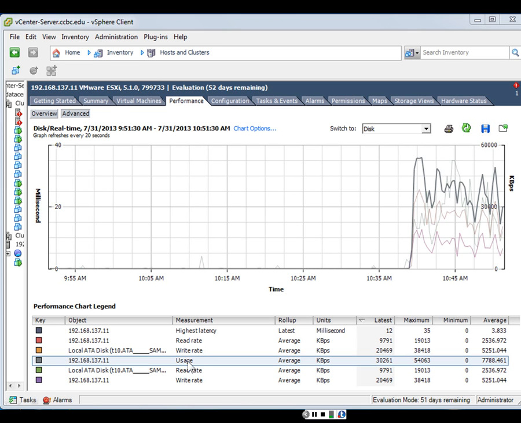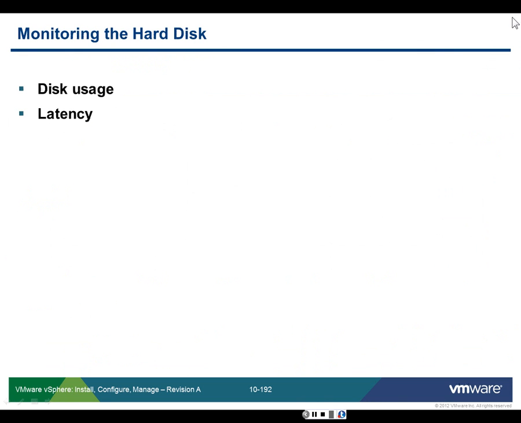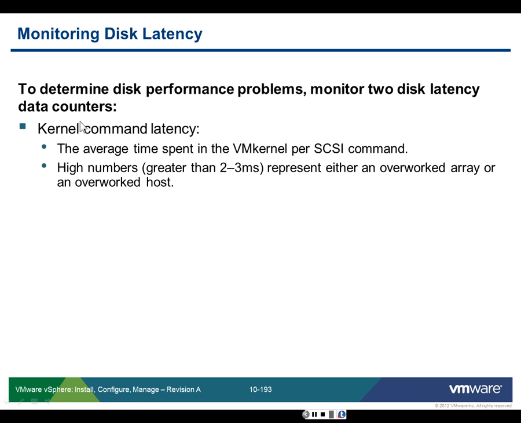One of the main variables that we use to measure disk utilization is disk usage. To monitor the hard disk, you can look at disk usage, but to measure it even more finely, that is to determine which disk is the faster disk, or whether or not a disk is overburdened, we measure latency. And there are 2 types of latency.